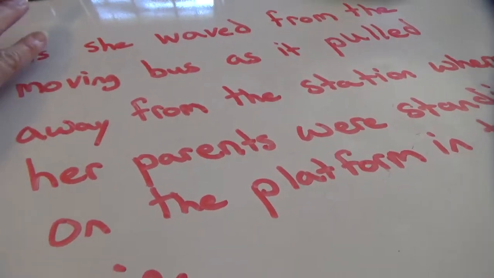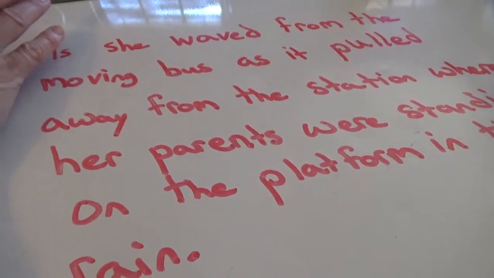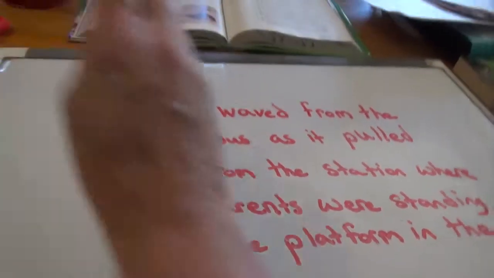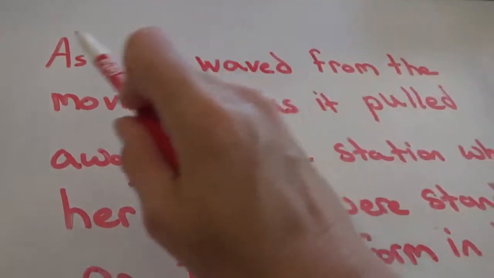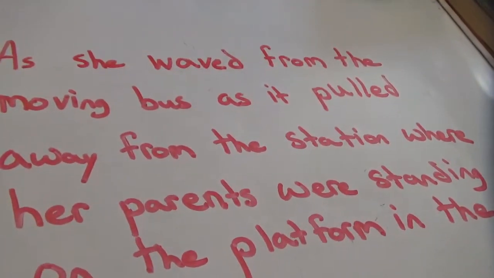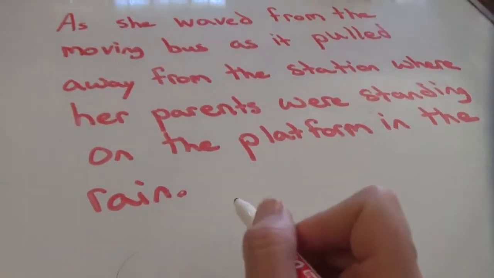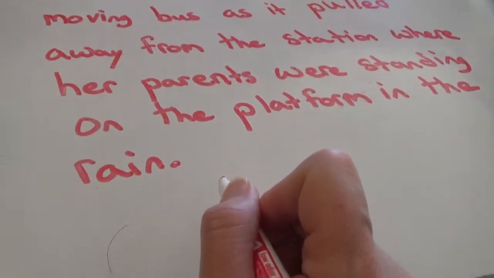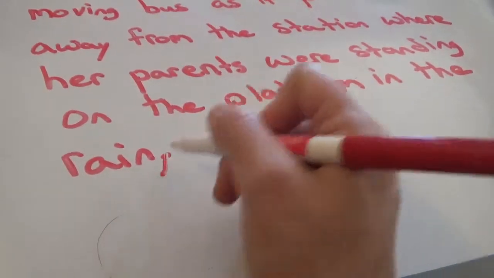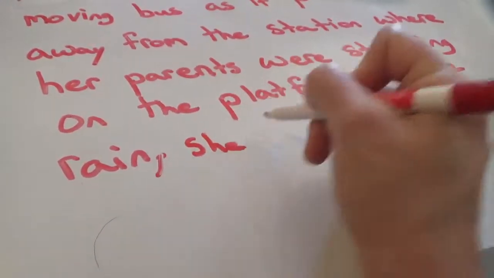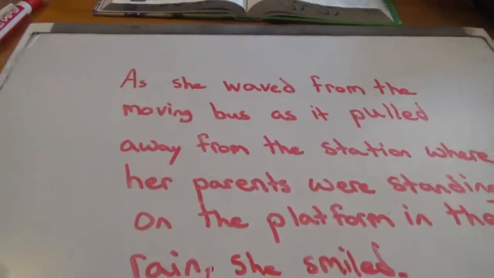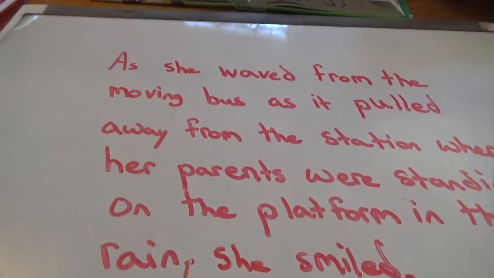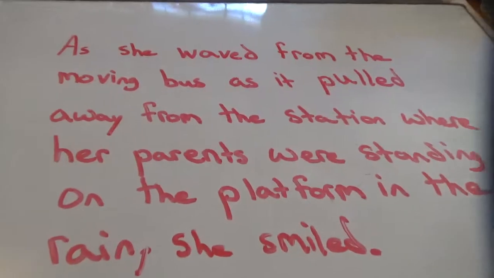She waved from the moving bus as it pulled away from the station where her parents were standing on the platform in the rain. That would be a complete sentence. Add that "as" onto it, and it's a dependent clause. That "as" makes it sound like we need more after it. As she waved from the moving bus as it pulled away from the station where her parents were standing on the platform in the rain, she smiled. Then we could have a complete sentence. So don't be fooled into thinking that sentence fragments are short and run-on sentences are long.